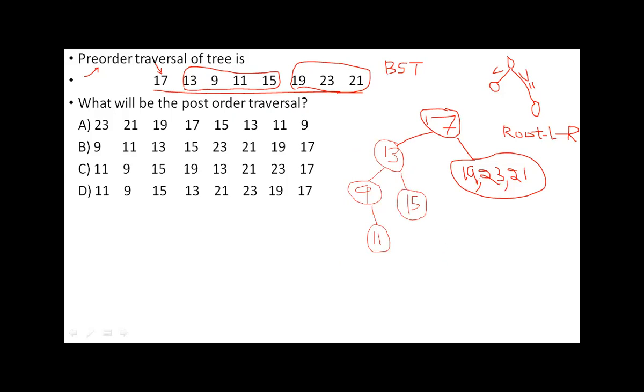Now coming to the right side, you have these three. I'm just closing this here, then again we'll start here. 19 will become the root node here, and since 21 and 23 are both greater, both will come in the right subtree only. Then 23 will become the next node. Then 21 will become the left child of this 23.